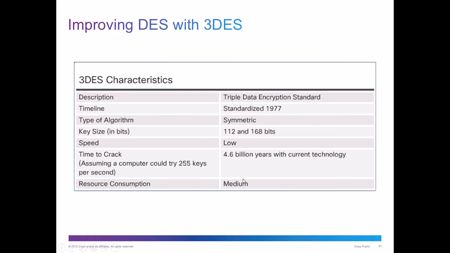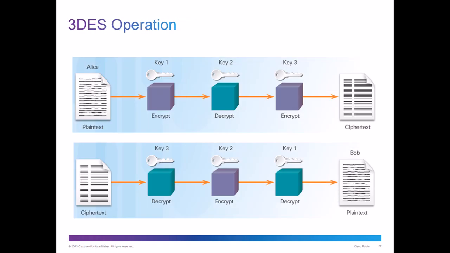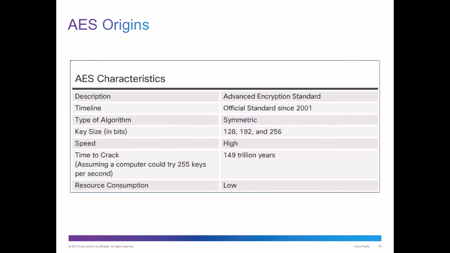4.6 billion years for triple DES is not bad. That's the time to crack the key, the key space, right? So triple DES is pretty safe. So encrypt, decrypt, and then encrypt again. And then on the other end, you decrypt, encrypt, and then decrypt. There are some books, by the way, that say encrypt, encrypt, encrypt. That's wrong. It's really encrypt, decrypt, then encrypt again.